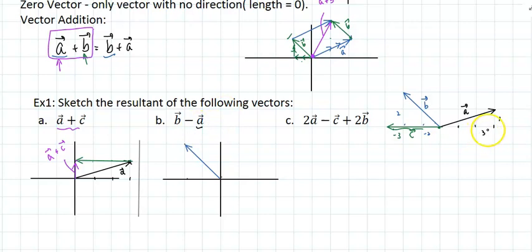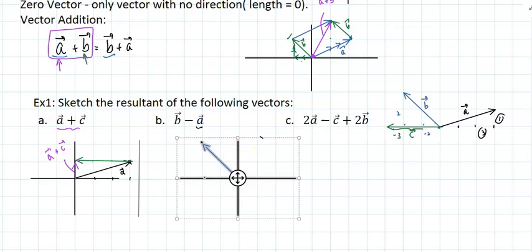If A moves me 3 to the right and 1 up, negative A is going to do the opposite. From this point, it's going to move me 3 to the left and 1 down. So negative A is going to move me 1, 2, 3 to the left and 1 down. And again, the resultant pretty much is, where did you drop off the baggage? Go in a straight path. Oops. And right there, that would be B minus A.